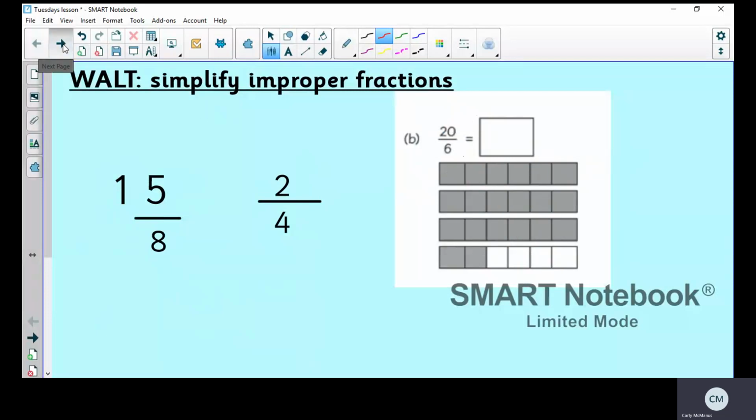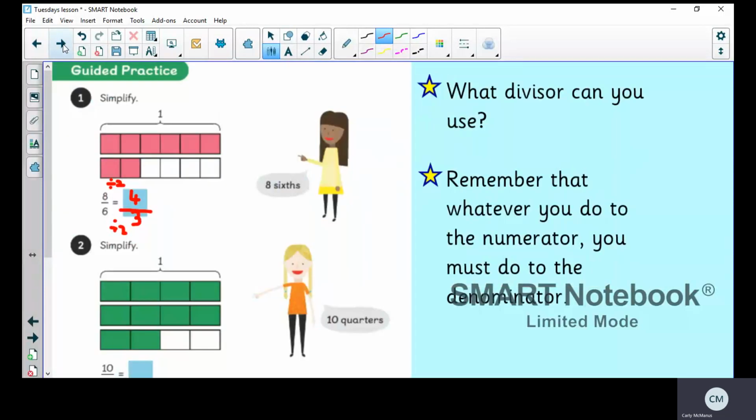Now today we're simplifying these fractions. If you remember yesterday, you simplified normal fractions. So it's the same process, but today it's just improper fractions. To simplify a fraction, you need to make it smaller, so you need to divide it. But it still needs to be equivalent. So whatever you're dividing the bottom by, you're dividing the top by to keep it an equivalent fraction.